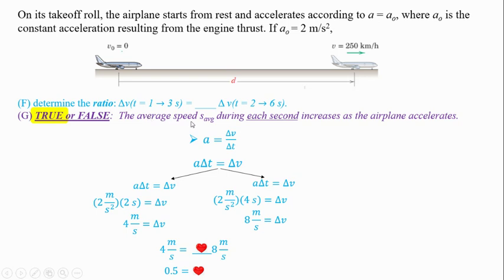Conceptually, the average speed during each second increases as the airplane accelerates. In this case, as the airplane accelerates, it covers more distance because it's gaining speed during each second. So if you're going to cover more distance each second, the numerator would increase. The denominator stays the same because it's just 1 second. So S is equal to D over T. And D increases each second because the plane is moving at a faster rate. So if the numerator D increases, and the denominator stays the same, the answer has to increase. Okay, if you need to write that out.